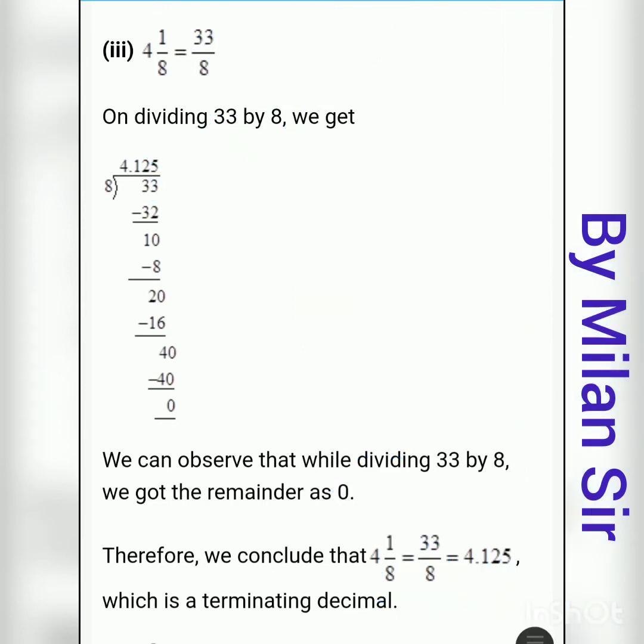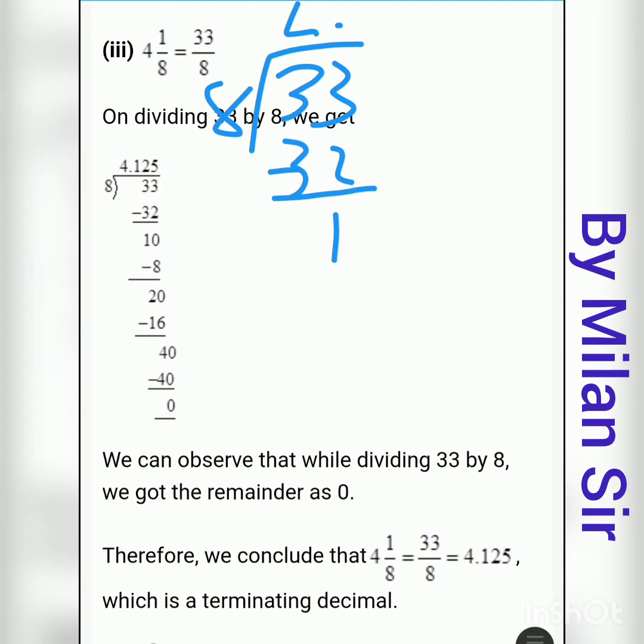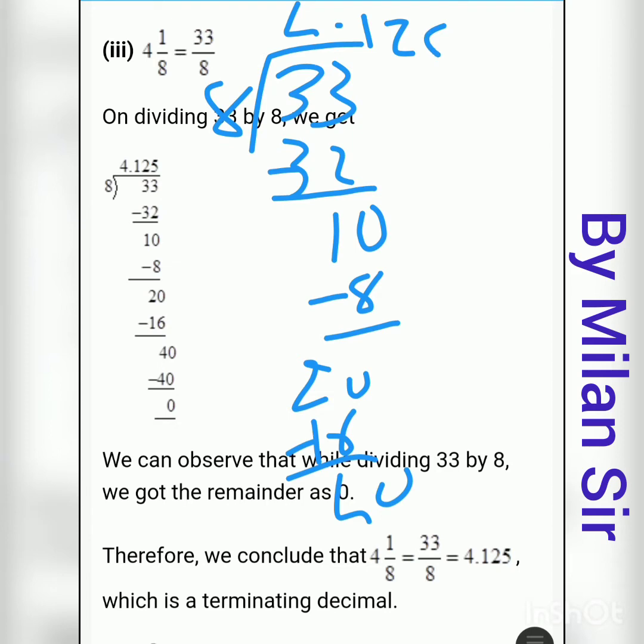Again I repeat this division process. 33 divided by 8. 8 4s are 32, remainder 1. Here decimal point, 10. 8 1s are 8. 2 remainder, 20. 8 2s are 16. 4 remainder, 40. 8 5s are 40. So the answer is 4.125.